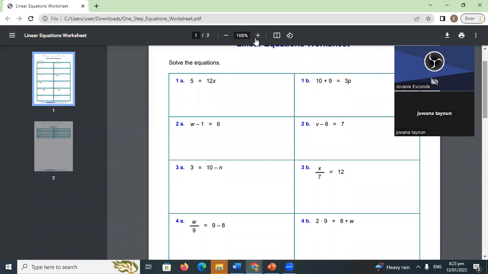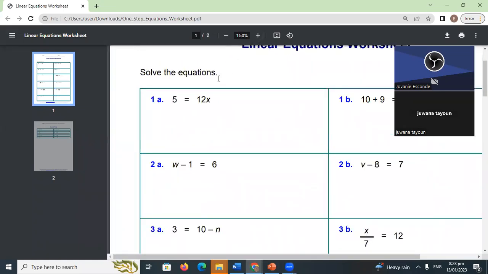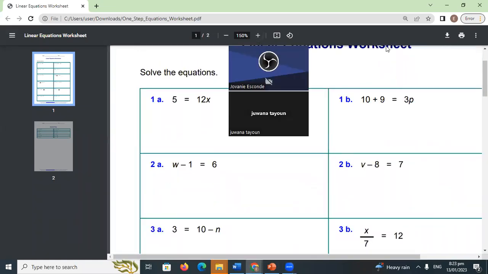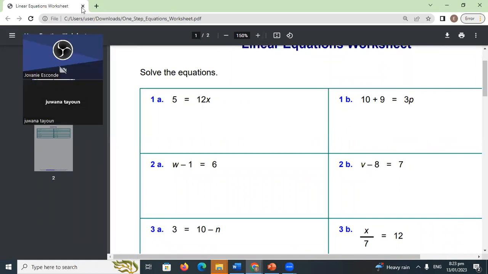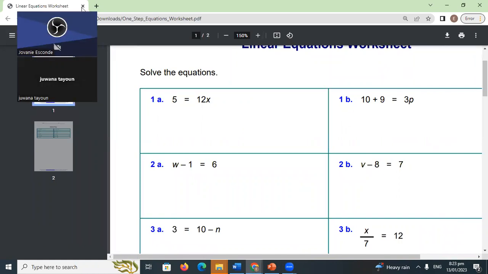I will make it big. Okay, this one. So please read number 1, letter A. 5 equals 12x. So what do you think is the answer? Do you have any idea on how to get the value of x there?